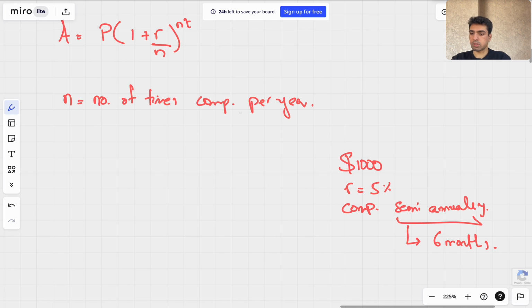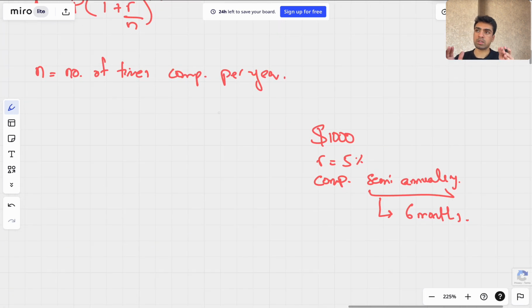N is the number of times it's compounded per year. So if it's compounded every 6 months, that means 6 months for the first part of the year, and then 6 months again, which means it's compounded once in the first half and another time in the second half. In a total year, it's going to be compounded twice. So N is 2, because it's compounded twice per year.